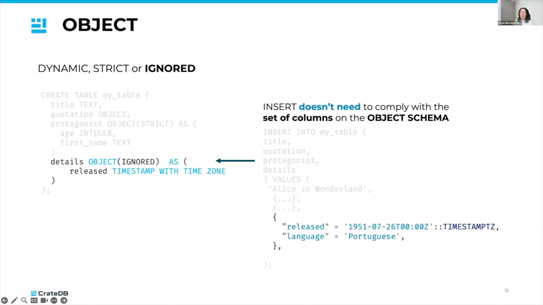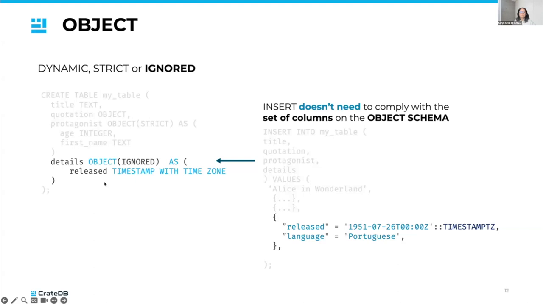Last but not least, we have ignored. Well, both ignored and dynamic don't need to comply with the defined schema, meaning that if you need more flexibility to design your table schema, they are definitely the way to go. However, the ignored object does not update the object schema at inserts containing previously not defined column, okay? Meaning it will be stored on the table regardless, but on a different structure, in a different way. So if you check your show create table statement on the table that you just created and you inserted a set of new subcolumns to the object ignored, you will not see the newly added columns there, okay? Only the ones that were previously defined.